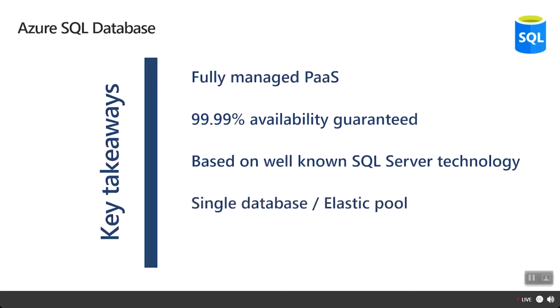Now it comes originally by default in two different versions, single database, which means that you have one server with multiple databases and each database has a set of resources that it's going to use. Or you can also add your database to what we call an elastic pool. Elastic pool means that the resources are going to be shared.